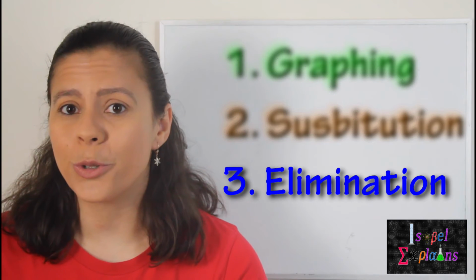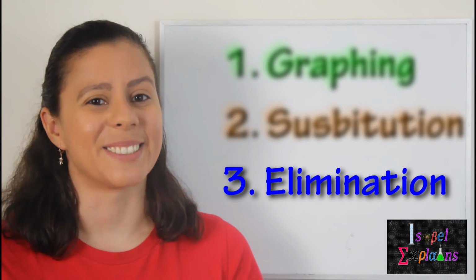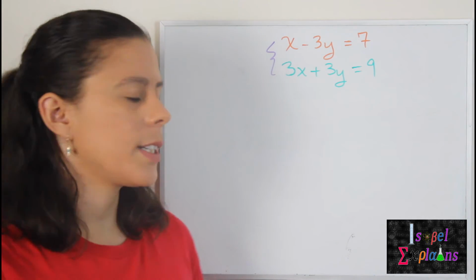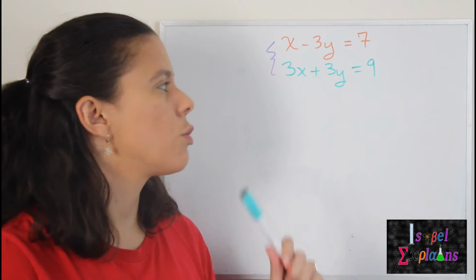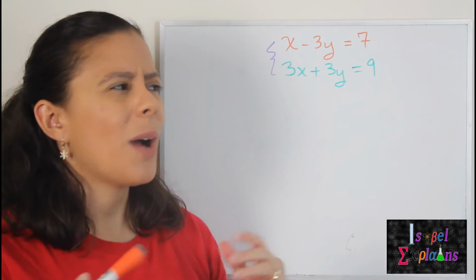Because when you do use it, it's super easy to solve the system. Let's do the first example. We have x minus 3y equals 7 and 3x plus 3y equals 9. So how does this work?